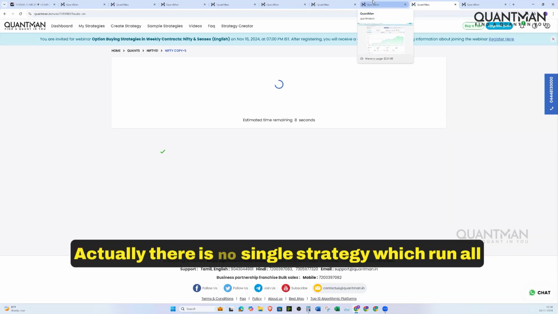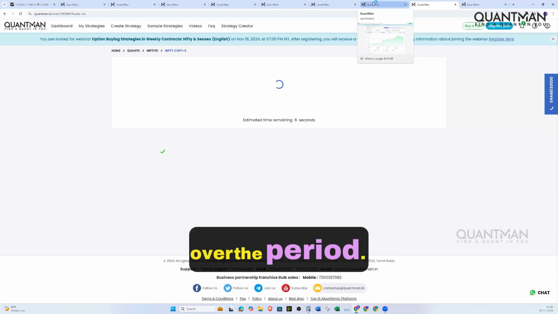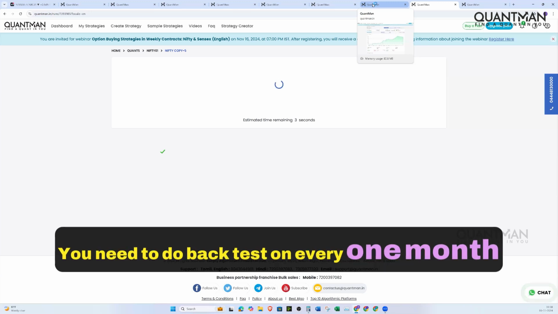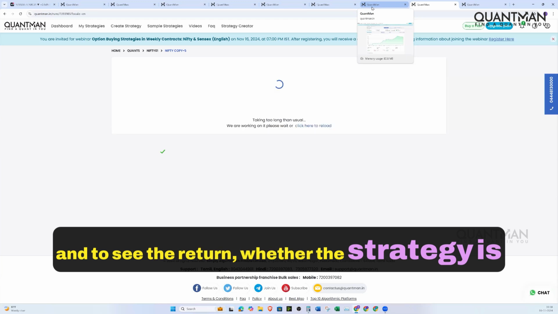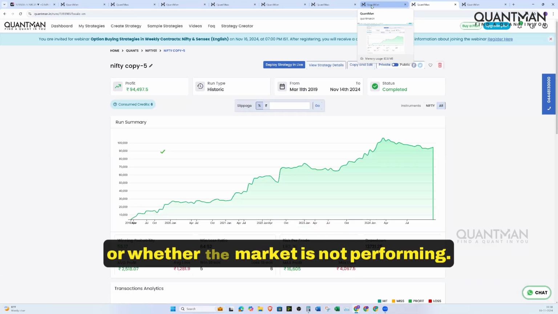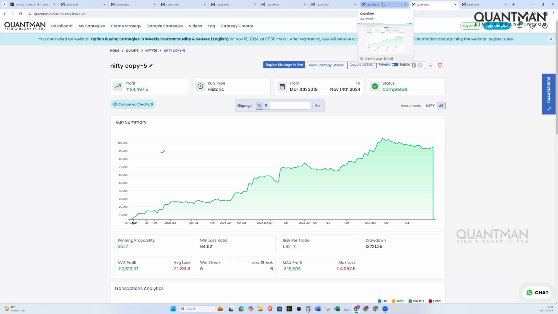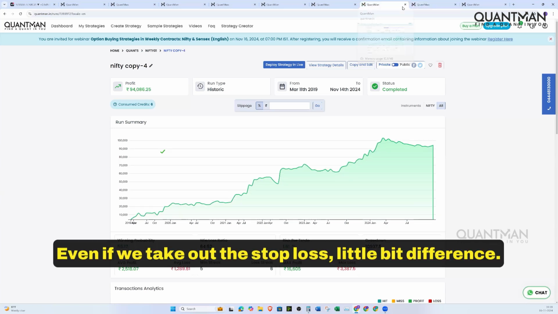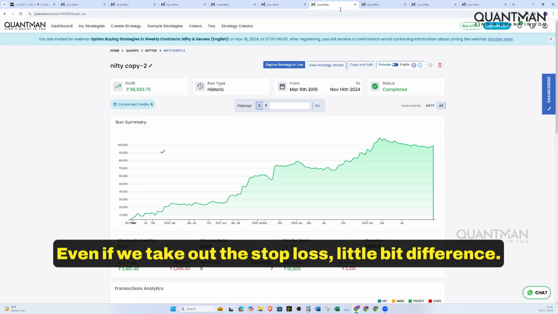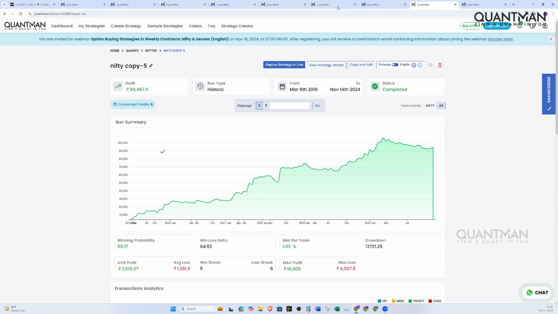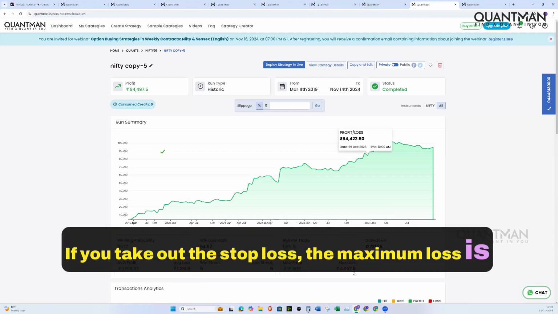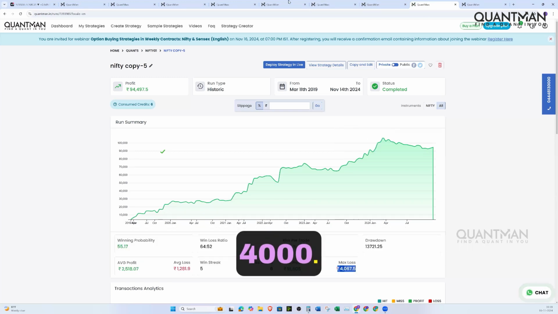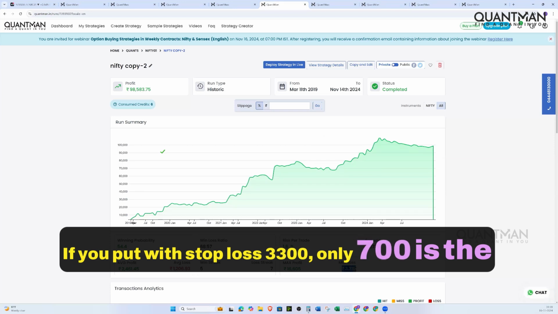Actually, there is no single strategy which runs over all periods. You need to do backtest on every 1 month, every 3 months, and see the return, whether the strategy is working or whether the market is not performing. Sometimes the market is not performing, so at that time the strategy is not working. Even if we take out the stop loss, there's a little bit of difference. If you take out the stop loss, the maximum loss is 4,000. If you put the stop loss, 3,300, only 700 is the difference.